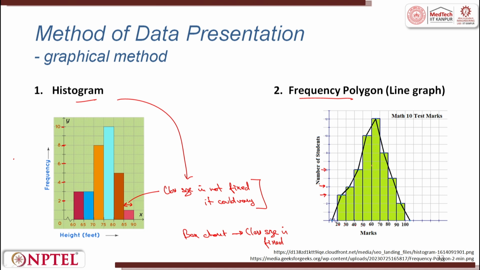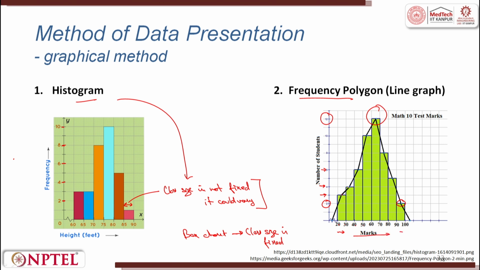You can see the maximum number of students lie almost at the center. That is between 60 to 70 out of 100, there are 12 students who have secured these marks. And there are few students who have secured between 90 to 100, like there are 2 students who have secured between 90 to 100. This is how we draw a histogram or small graphs here.